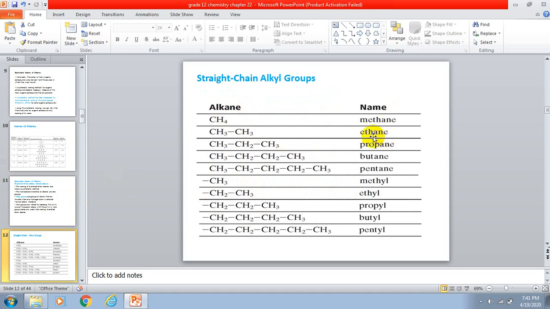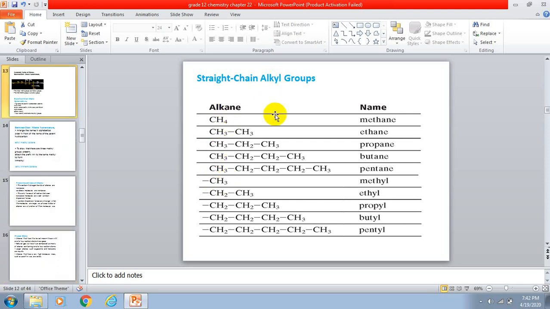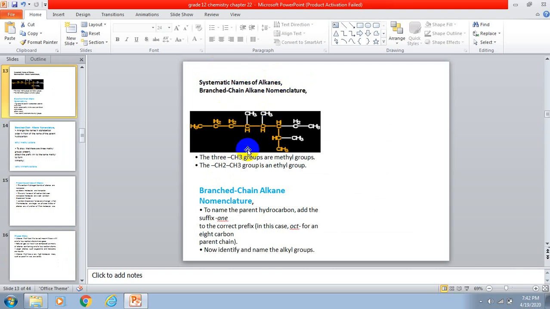Then look at straight chain alkyl groups. Alkyl: methane, then ethane, propane, butane, pentane, methyl. Now look at this methane, CH4, being converted into CH3. Why? One hydrogen has been removed. Got the idea? So we call them what? Alkyl groups. Then the systematic naming of alkanes still continues.